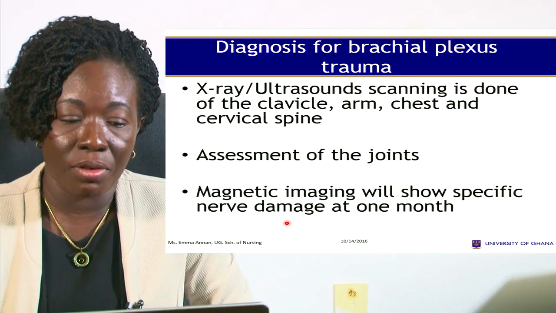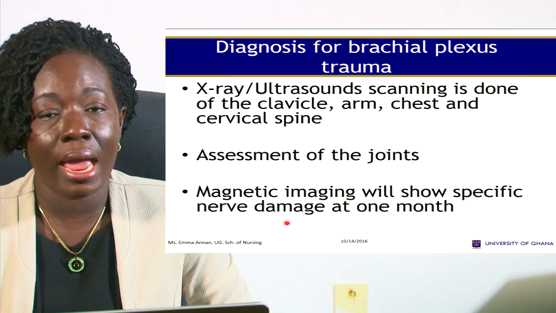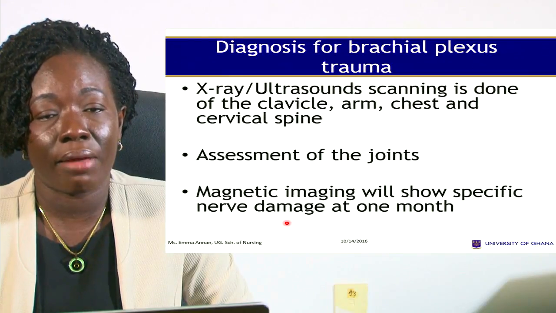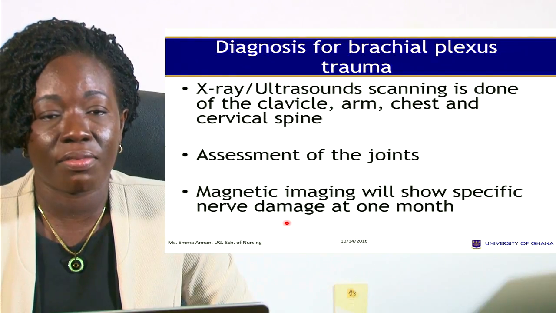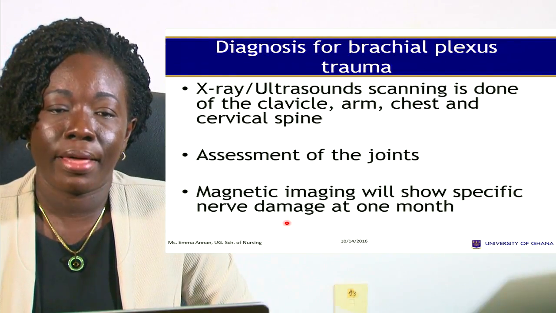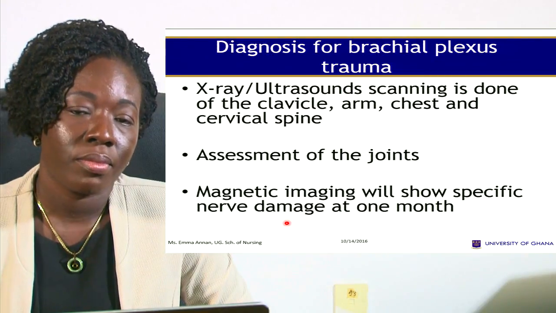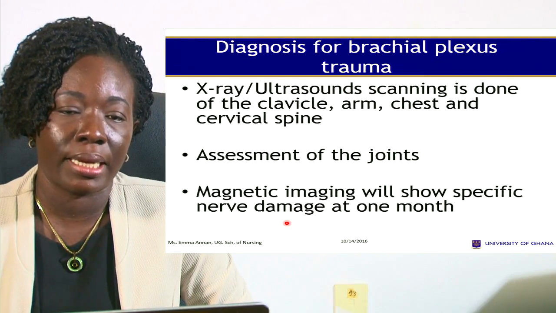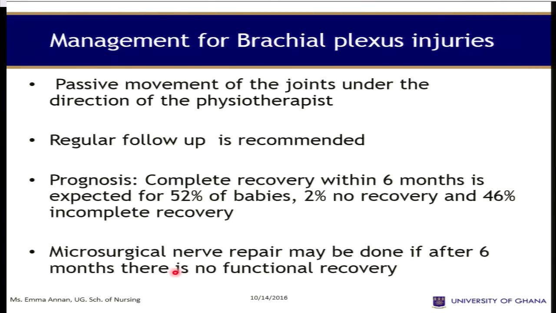How do you diagnose brachial plexus injury? X-ray scanning of the clavicle, the arm, and the cervical spine. You can also do assessment of the joint. Then magnetic resonance imaging will also show specific nerve damage at 1 month. How do you manage? By doing passive movement of the joints under the direction of a physiotherapist.